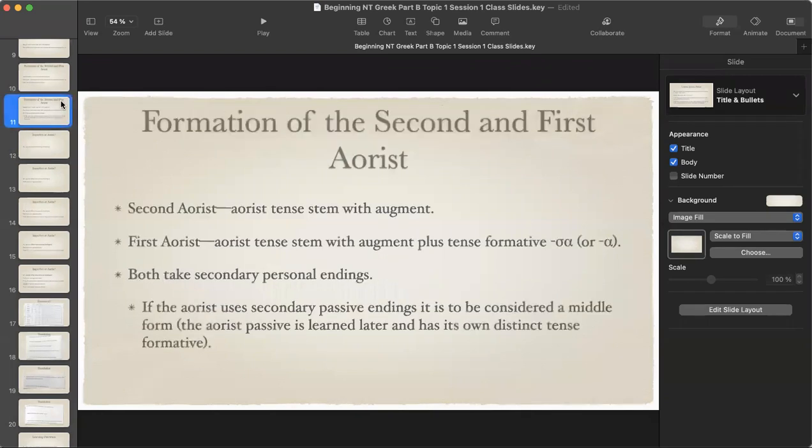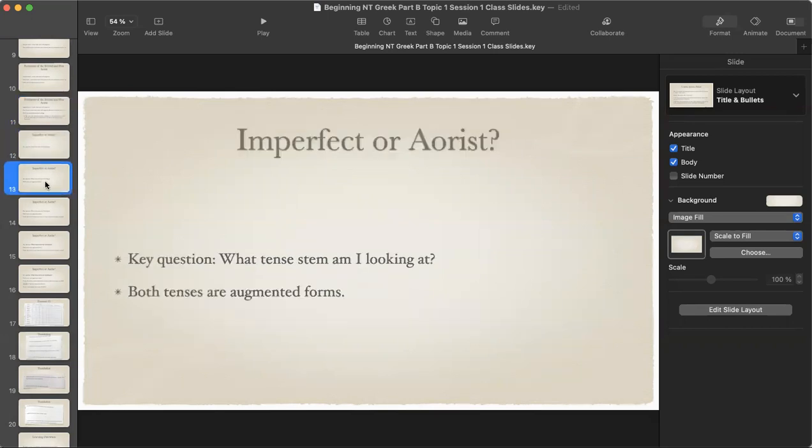And just as a reminder, the second aorist is formed with an augment plus the aorist tense stem. And then the first aorist is formed similarly, but with present tense stem and tense formative sigma. Both of them take secondary personal endings, nothing new to memorize there. And the note there at the bottom, just move over for now.